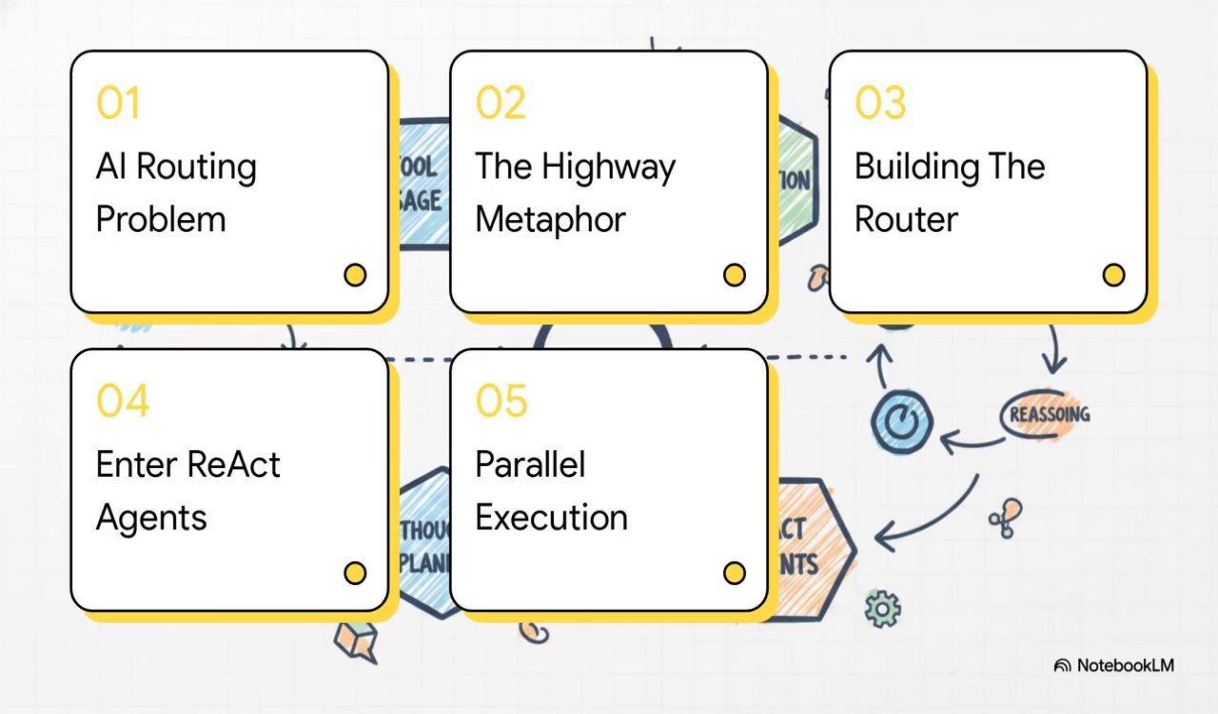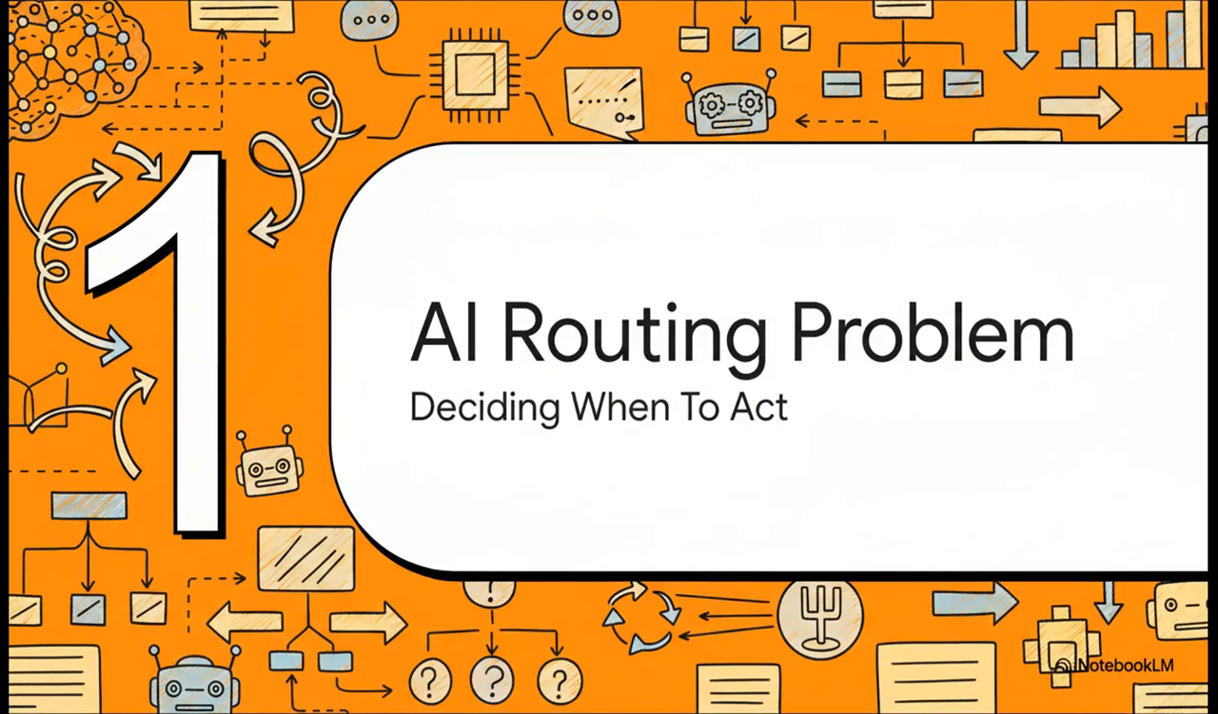So here's our quick roadmap for today's explainer. We'll cover the AI routing problem, the highway metaphor, building the router, enter React agents, and wrap up with parallel tool execution. All right, part one, the AI routing problem.